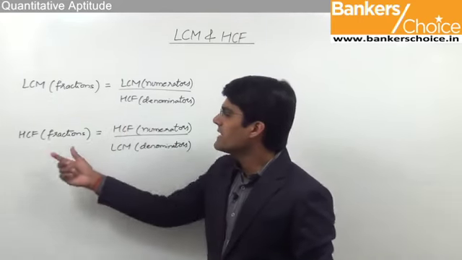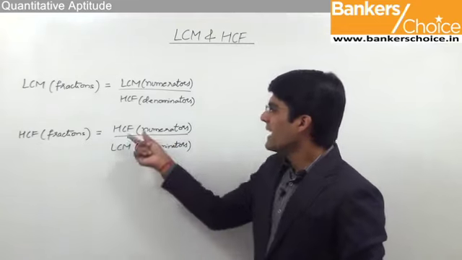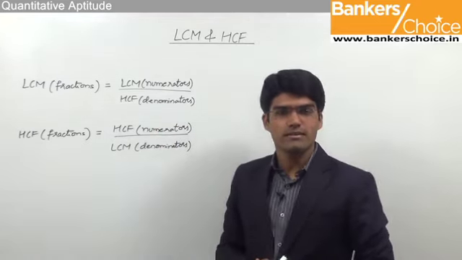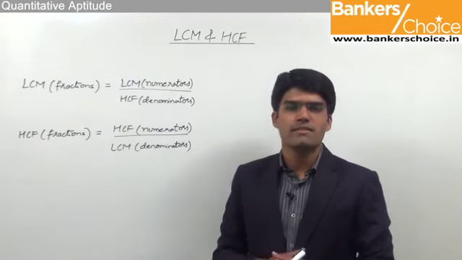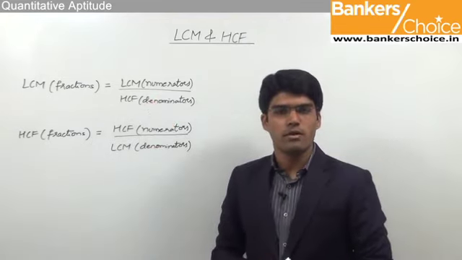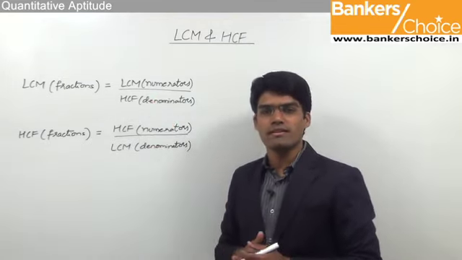And similarly, HCF of fractions can be taken as HCF of all the numerators divided by LCM of all the denominators. So this is how, whenever fractions are involved, the LCM and HCF can be calculated with the help of the following formulae. Let us take an example to understand this.